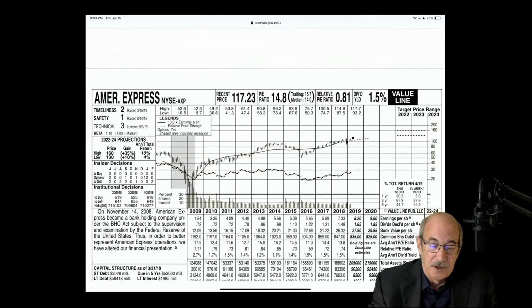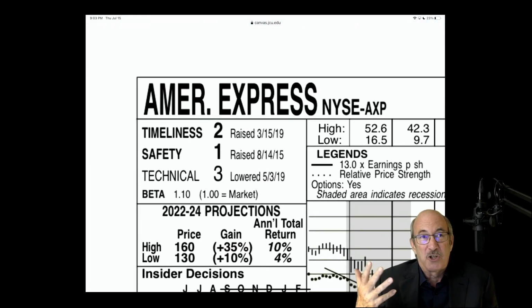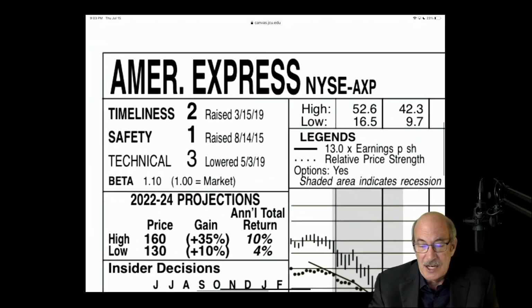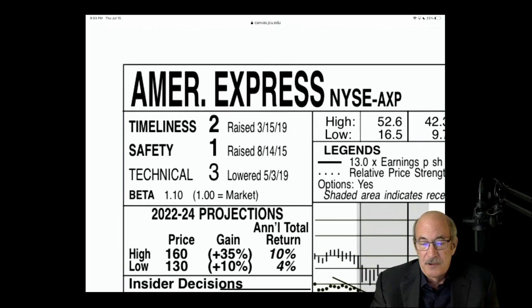These are some of this timeliness, safety, technical, that's some of their special sauce, secret sauce metrics. We're not going to be using those so much, but we are going to be pulling data off of this page for those exercises. So, for instance, take a look. Here's a beta. In this particular case, American Express has a beta of 1.1.